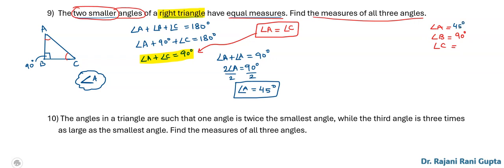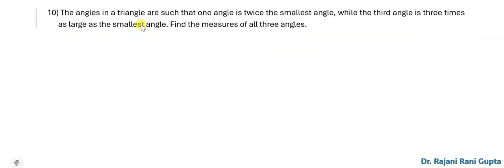So what will be angle C? Yes, it will be 45 degree again because A is equal to C. Angle C, which is angle A, equals 45 degree. Let us see one more question. Then I believe the concept will be clear to you.